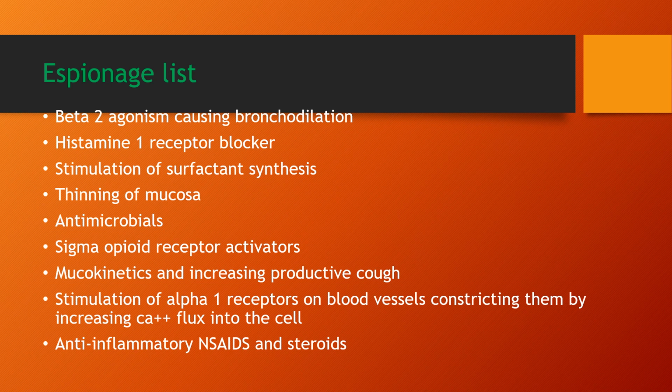Stimulation of alpha 1 receptors on blood vessels constricts them. If we stimulate alpha 1 adrenergic receptors, there will be vasoconstriction. So vasoconstriction will cause decreased inflammation just by decreasing fenestration and decreasing output of the WBC cells into the inflammatory area. Anti-inflammatory NSAIDs and steroids: NSAIDs like paracetamol can be used to decrease inflammation which is causing cough, and steroids at a higher level can be used if it is more of a threatening condition like COVID.